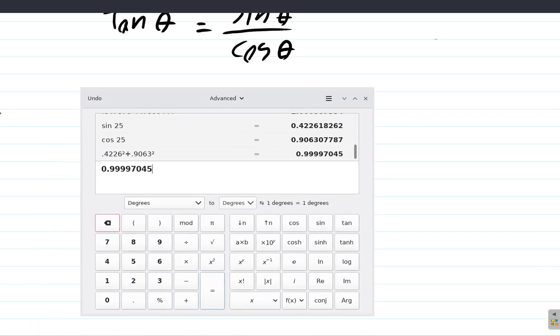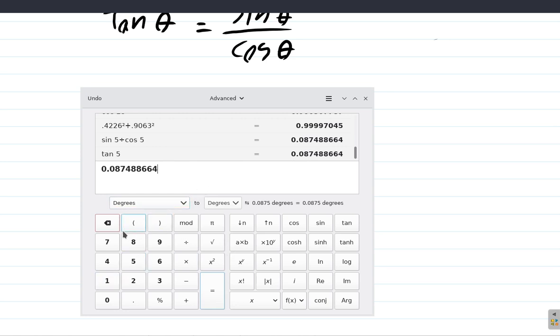Suppose we say now we have sine, oh, let's clear the thing. Alright, sine of 5 degrees divided by cosine of 5 degrees. What do we get? 0.087488 and so on. Let's see what happens if we find the tangent of 5 degrees. Same thing. 0.087488. Alright.